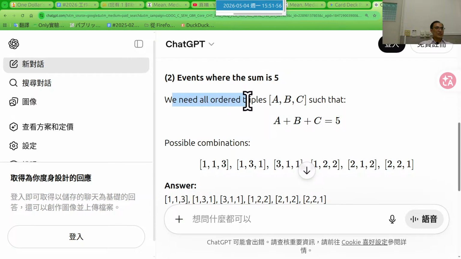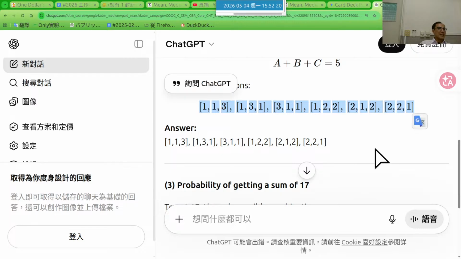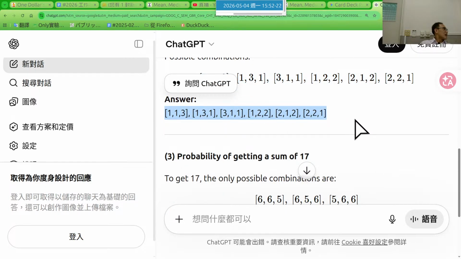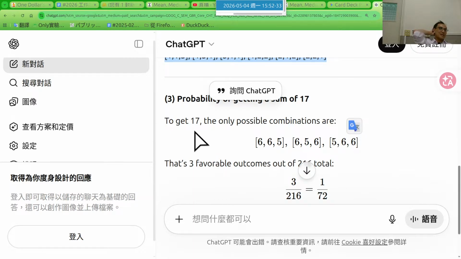What's the event of sum of 5? We need all ordered triples A, B, C such that A plus B plus C is 5. Thus, the possible combinations are 113, 131, 311, 122, 212, 221. Thus, the outcomes are 6 combinations. The answer is like this. I didn't ask for the probability; I just asked for the combinations. 1, 2, 3, 4, 5, 6. 6 combinations over there.